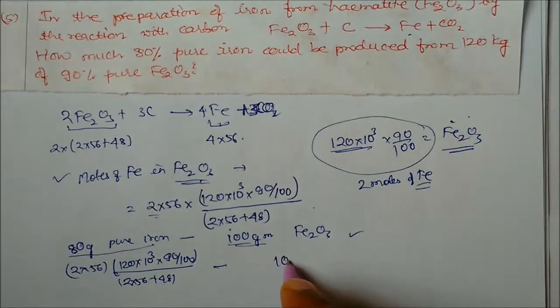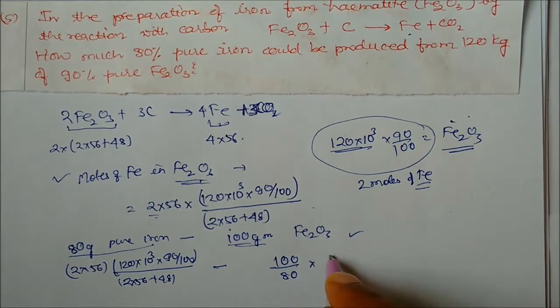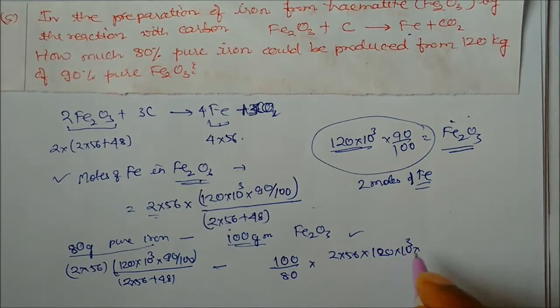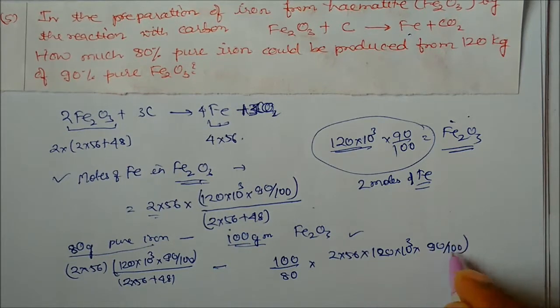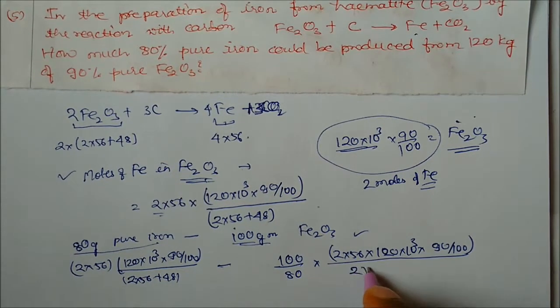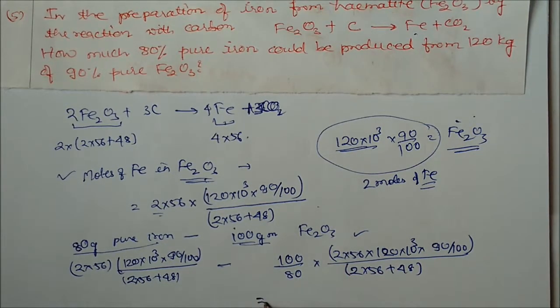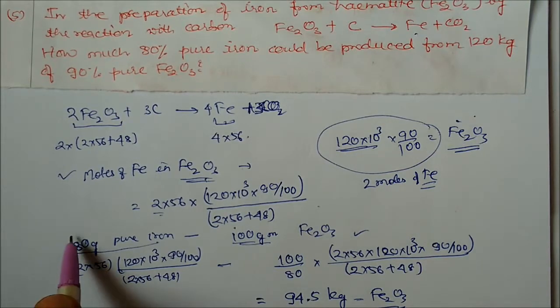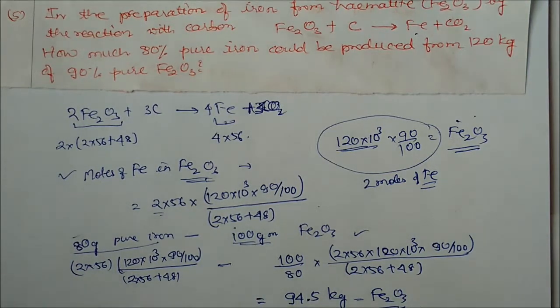So it is very easy. 100 divided by 80 into 2 into 56 multiplied by 120 into 10 to the power 3 into 90 upon 100 and divide by 2 into 56 plus 48. So now the question became very easy. Now we will get the percentage. So on solving you will get 94.5 kilogram. So this is the kilogram of Fe2O3 we require, from which we will get 80% of pure iron.